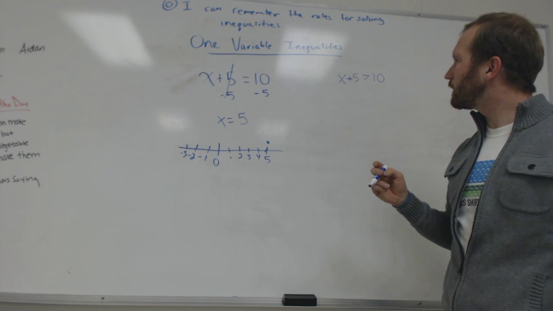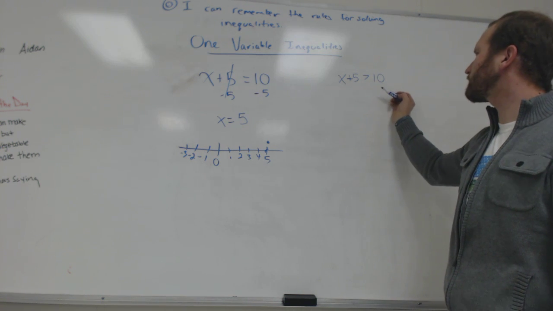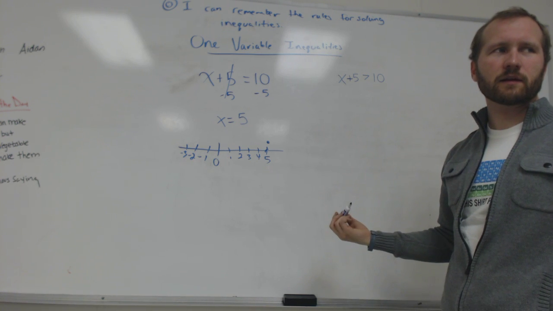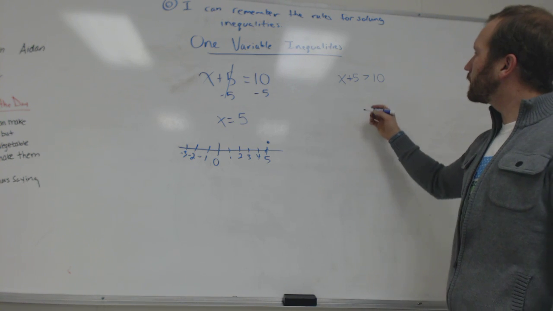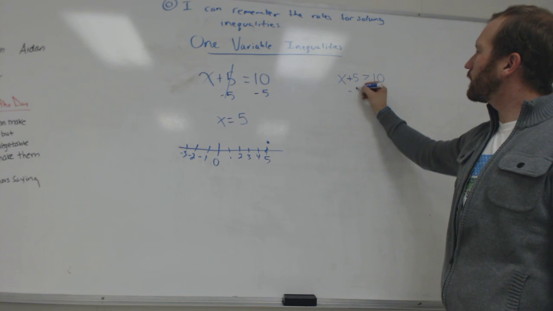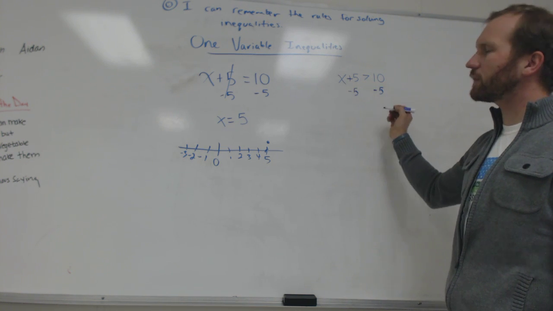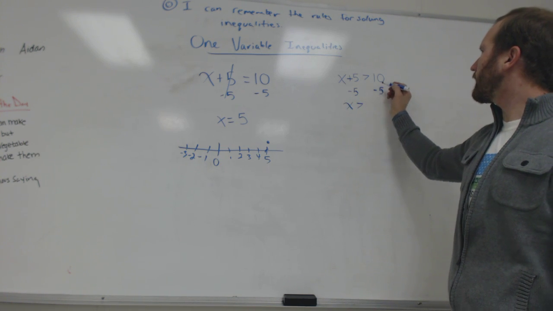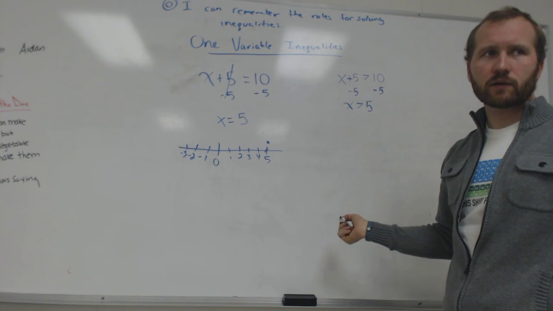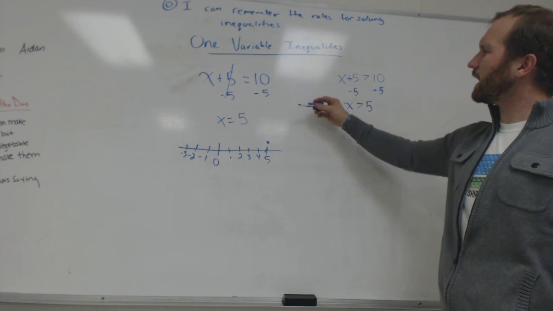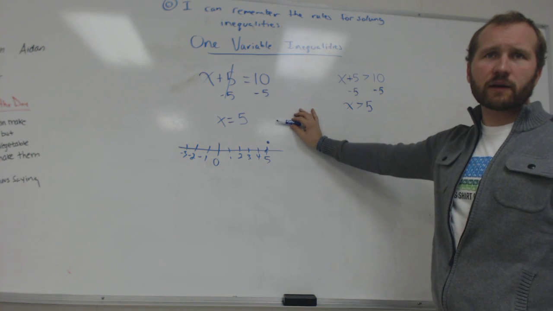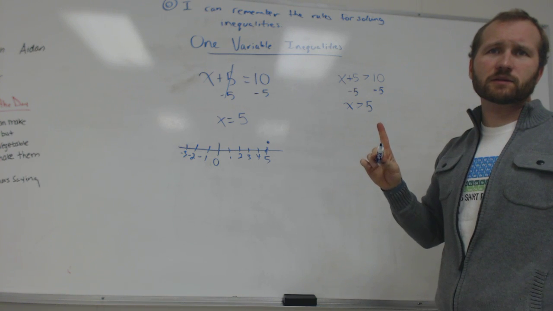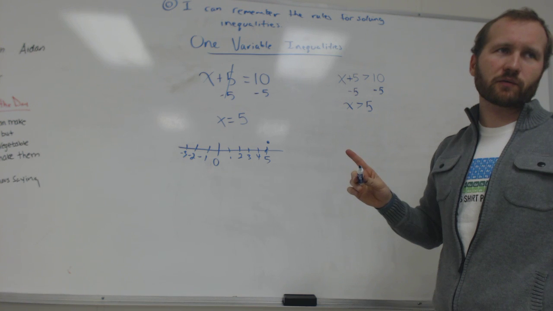Well, okay, if x plus 5 is greater than 10, what's x greater than? 10. No, x is greater than 5. Yeah, we can still solve it in the same way. I can still subtract 5 from both sides, and x is now greater than 5. That's it. Okay. It's the exact same process as solving an equality so far. Now there will be one thing that's drastically different, sort of.